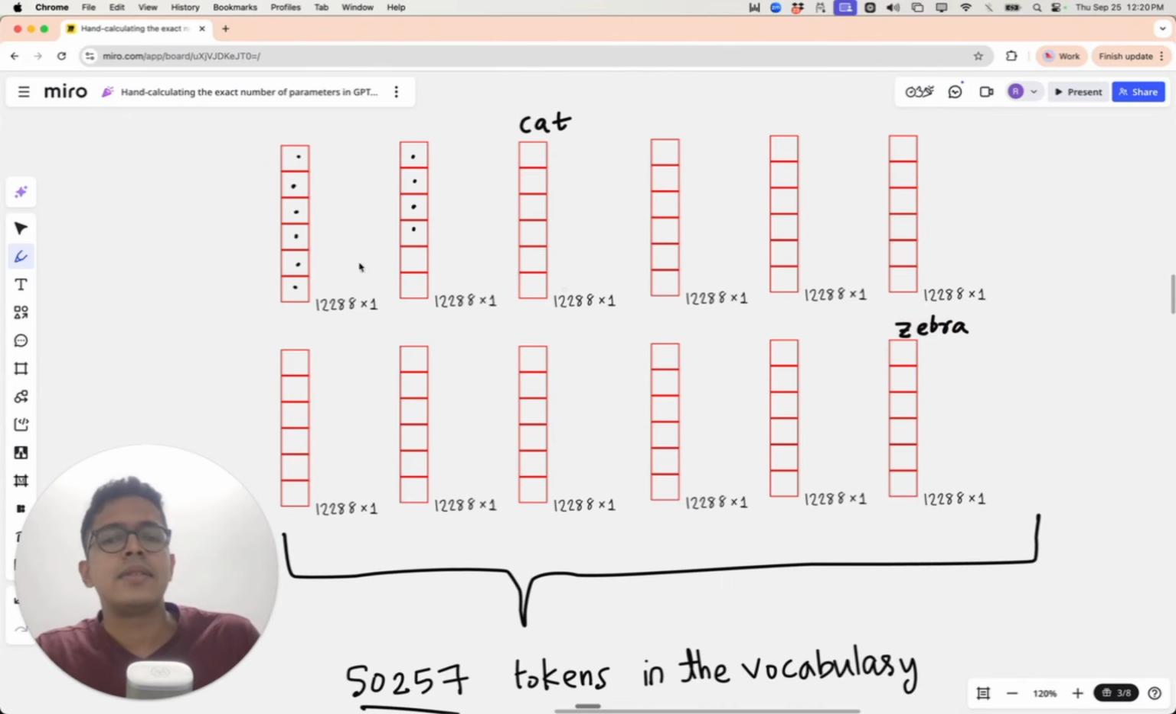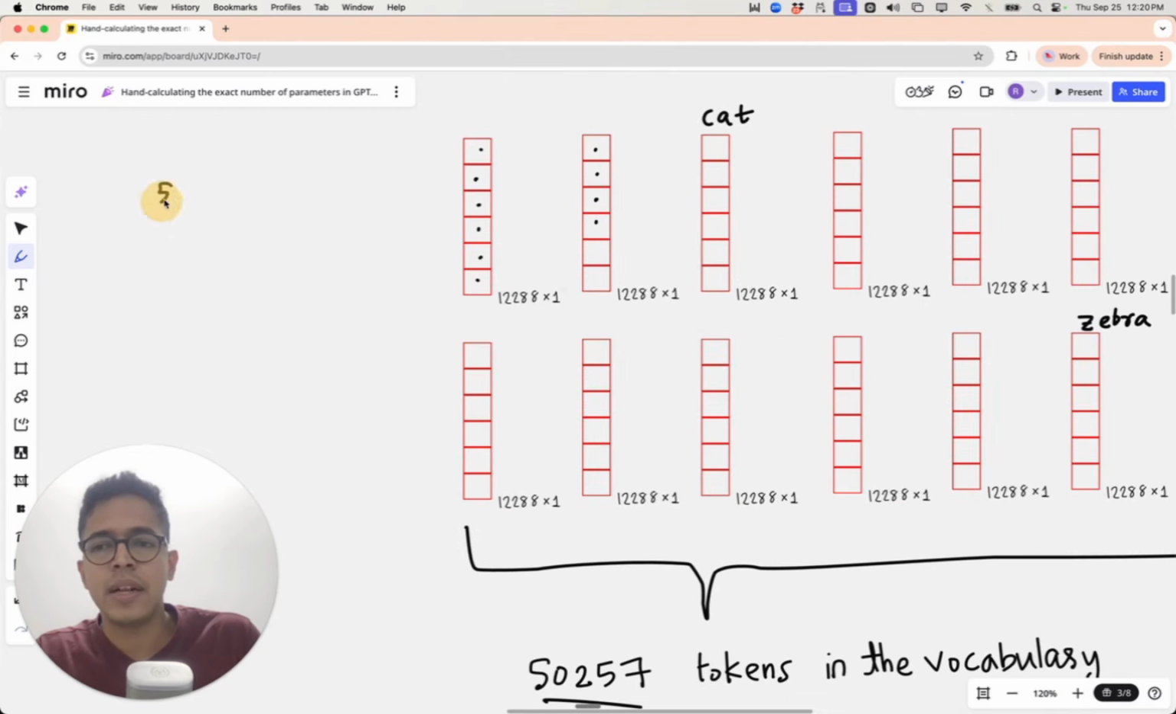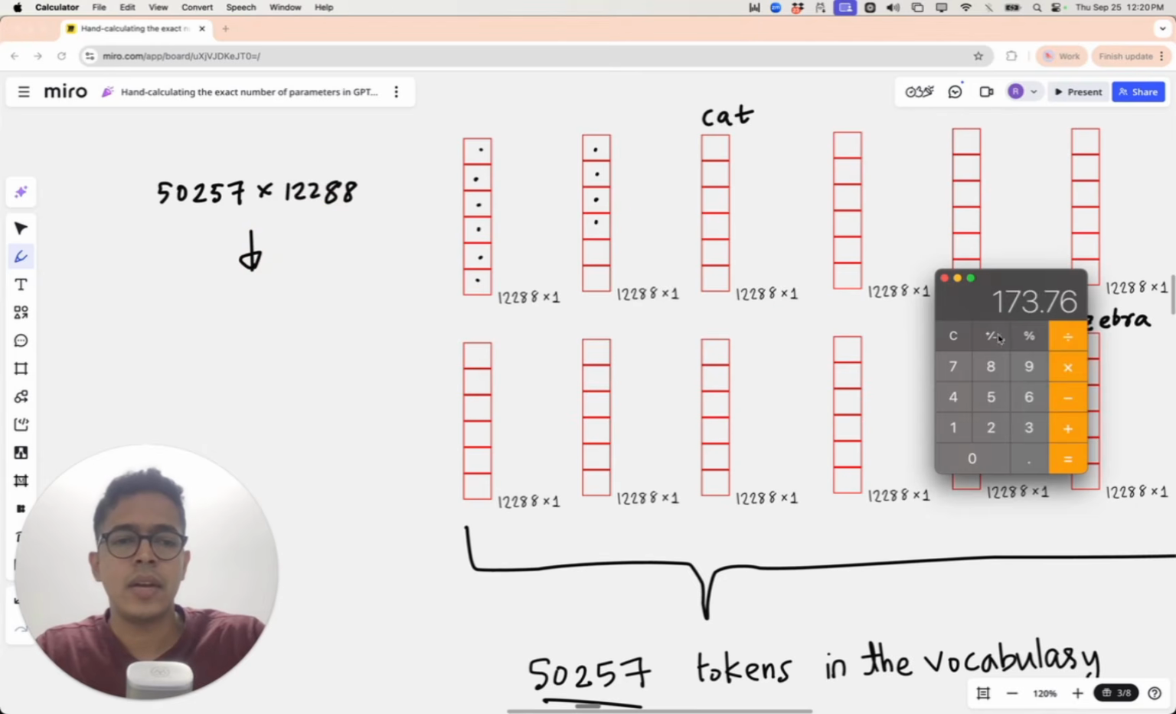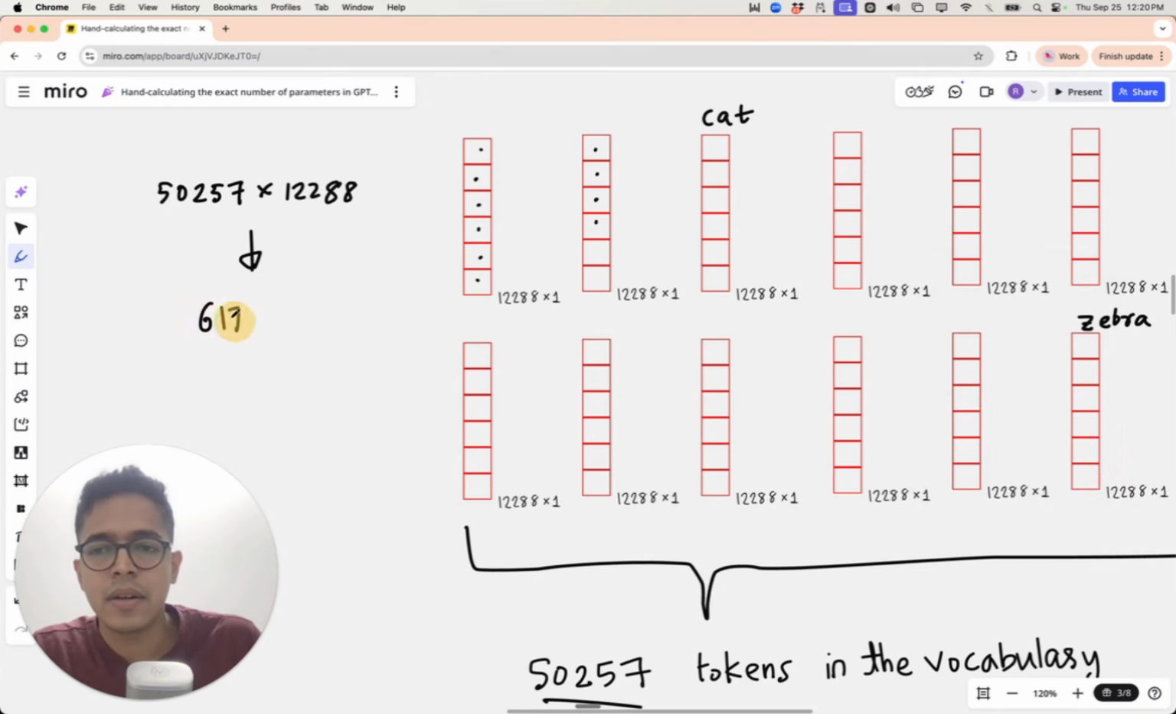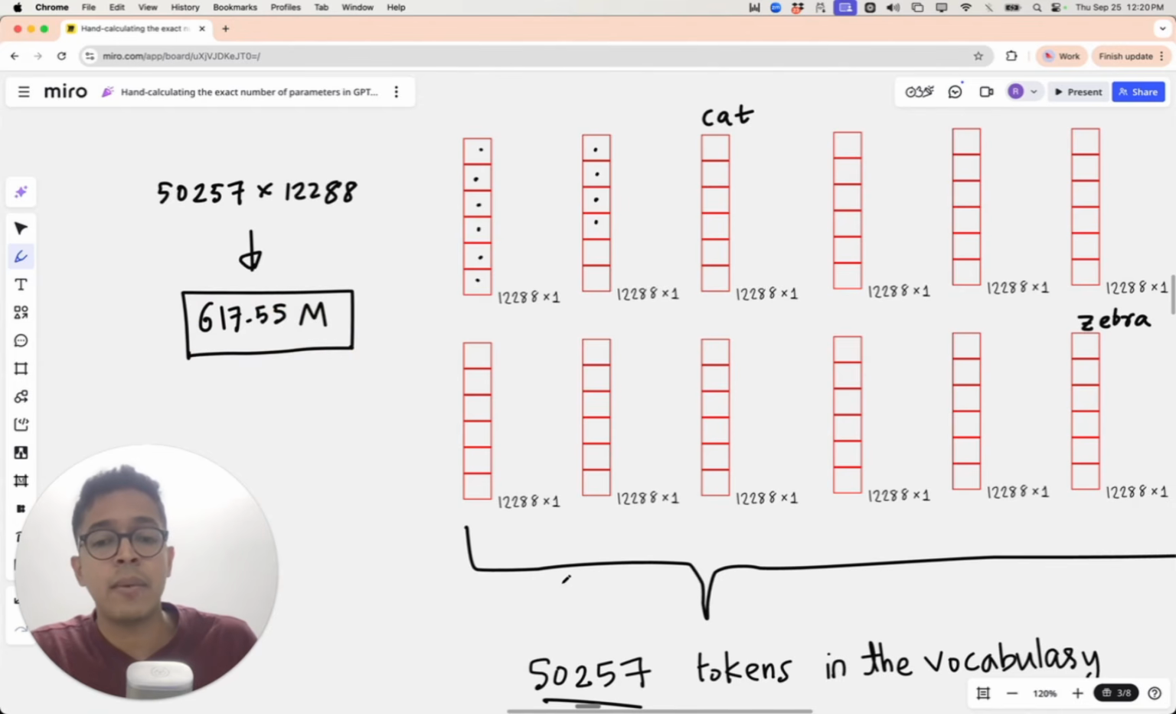So how many parameters are there in this vocabulary? You will have 50,257 multiplied by 12,288. Those many parameters will be there. And what is this number? Let's calculate using a calculator. 50,257 multiplied by 12,288 is 617.55 million. So these many parameters are there in our input embeddings because the vocabulary size is this much.